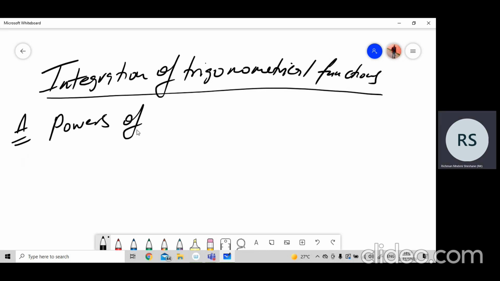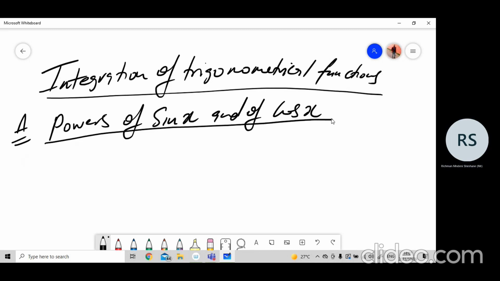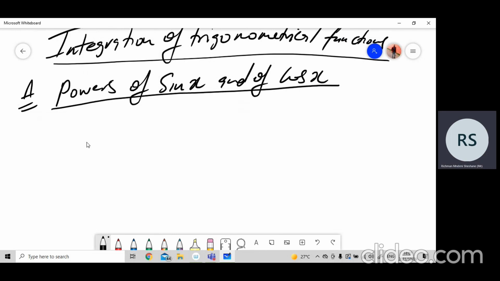Powers of sine function and of cos function. Okay, so we want to integrate these powers. So let's start with integrating when sine and cos is to the power of 1.